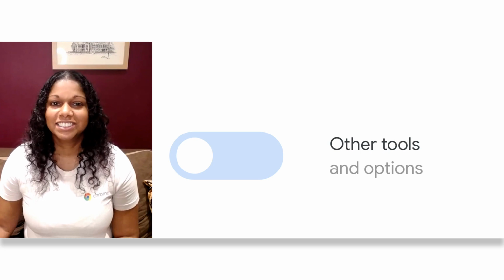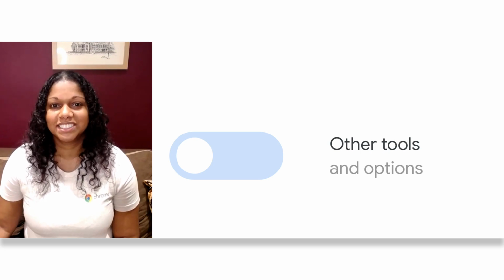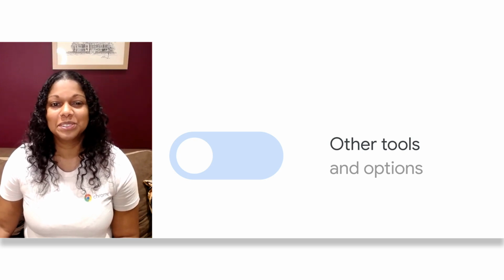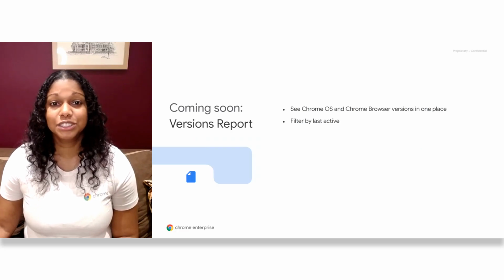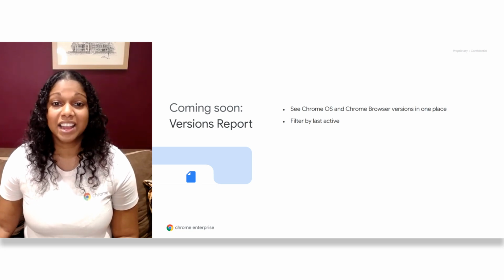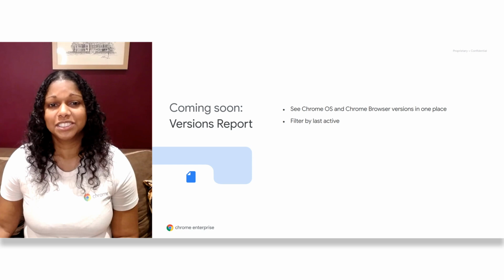In addition to the many options we've already discussed to help set up these three update management strategies, here are a few more levers you can pull to fine tune Chrome updates. Soon, we'll be adding a new report to the Google Admin Console that lets you see Chrome OS and Chrome browser versions in one place and filter by last active time. Here's a short preview of what that's going to look like.